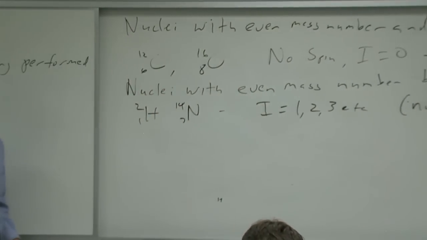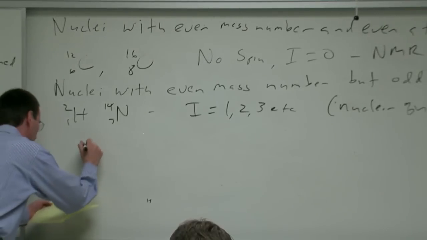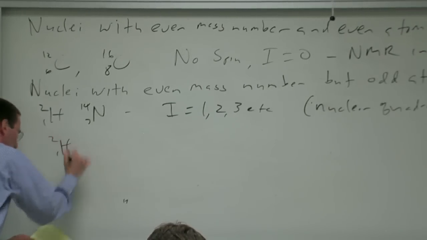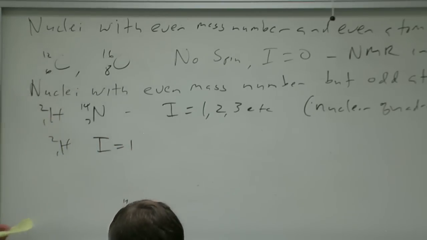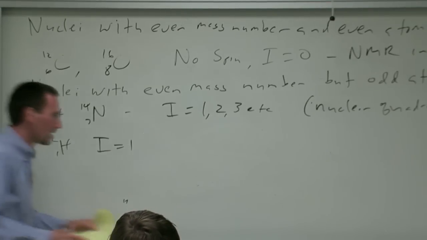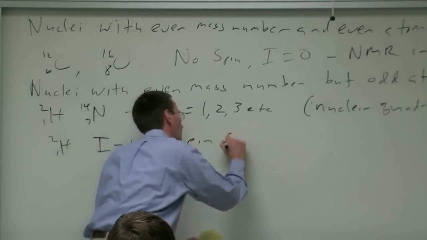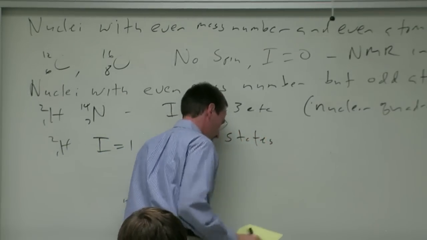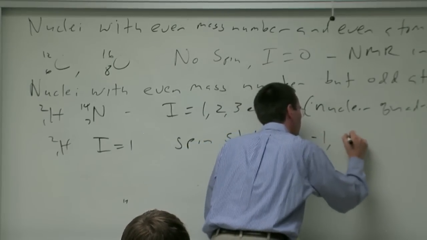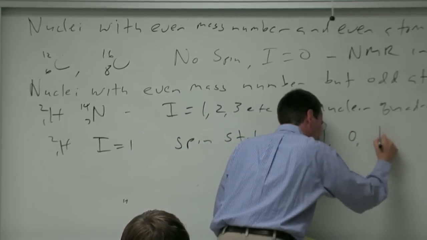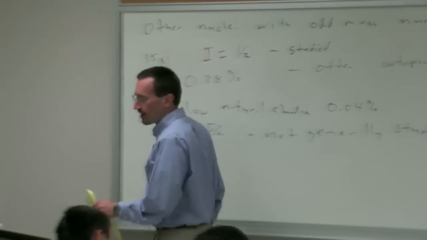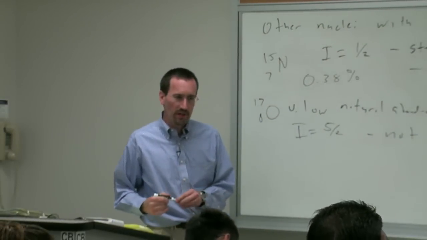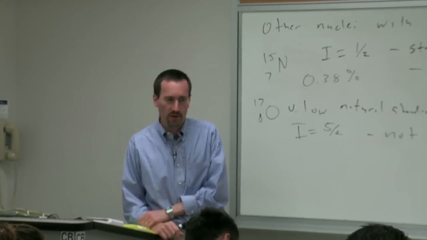So for example, if you take deuterium, you have a spin number I equals 1. And so you have 3 spin states available to it. And do you know the direct manifestation of this that many of you have seen with your own eyes?